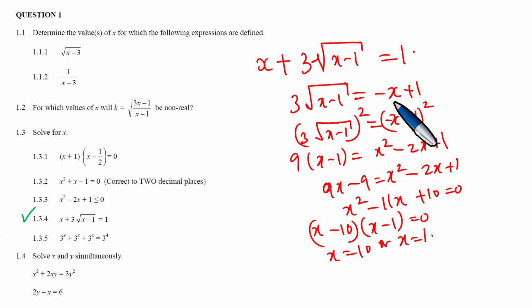Which one is valid? If you put 1, minus 1 plus 1 is 0 and 1 minus 1 is 0, so left equals right. But if you put 10, it's minus 10 plus 1, which is minus 9, so the square root would equal a negative, which is not applicable. So it is invalid. We can then say x is not 10, but x is 1.